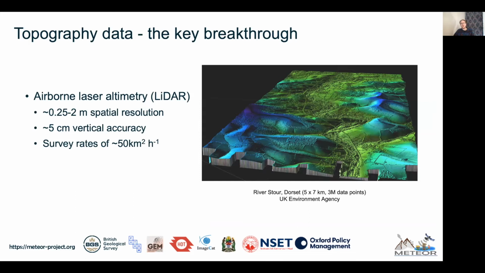Now, a major breakthrough came with the advent of remotely sensed terrain data or topographical data. And LiDAR, or laser altimeter data, is the best kind of remotely sensed data that's available. It's collected by effectively attaching a laser scanner to an airplane, and it's extremely precise. It's accurate to within about 5 centimeters vertically. You have a spatial resolution of a couple of meters, and you can collect something like 50 square kilometers of data an hour. So you can very rapidly build quite large terrain models using this technique.